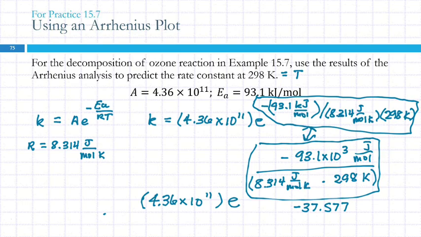Okay, so now we're going to take 4.36 times 10 to the 11th times e to the negative 37.577.